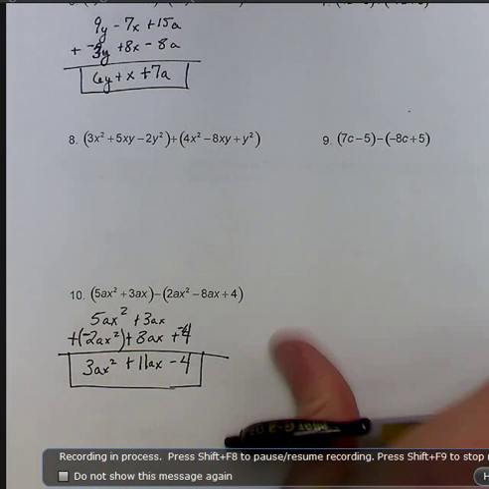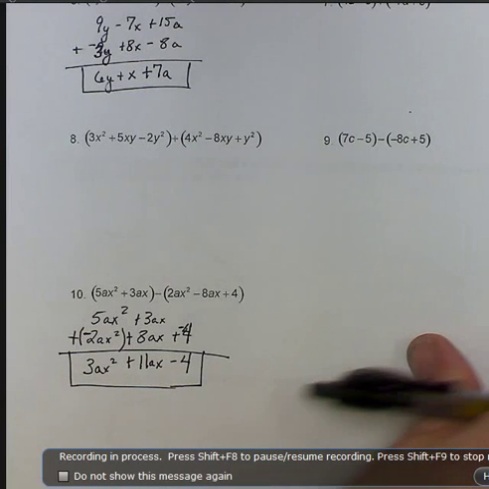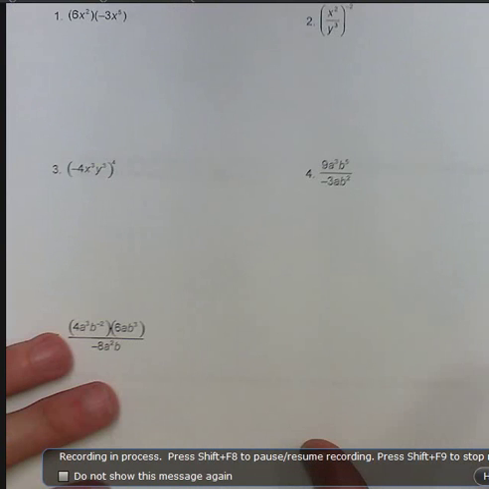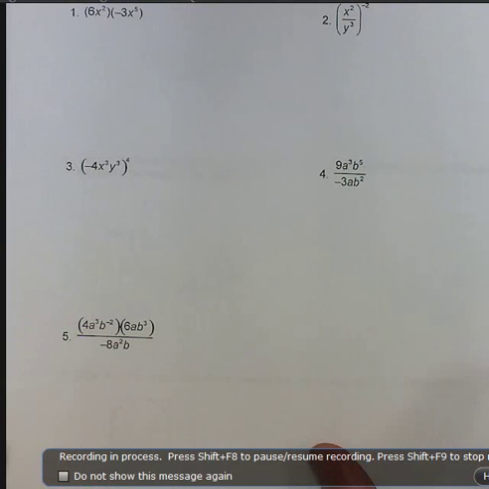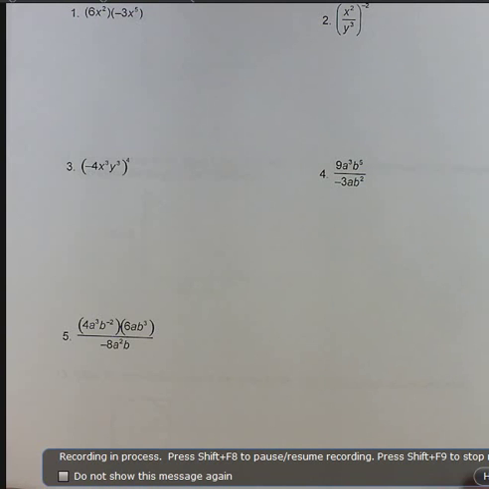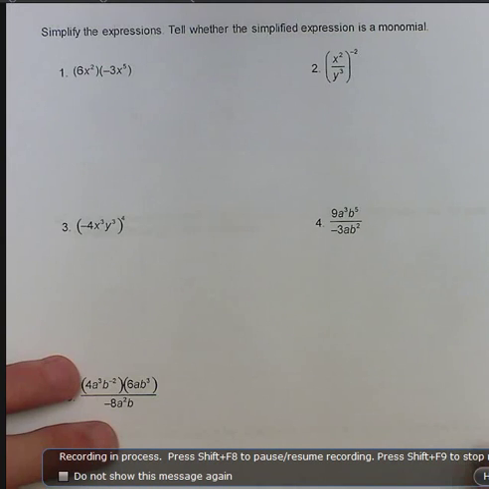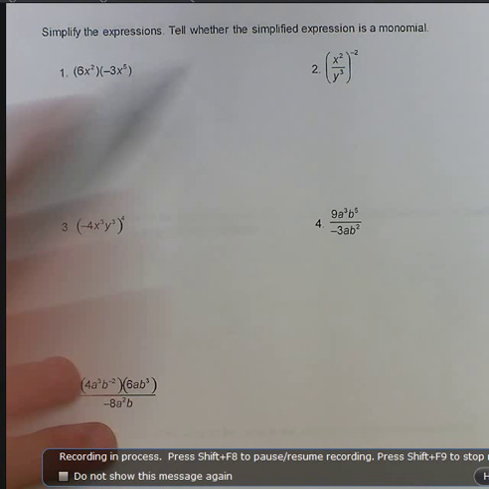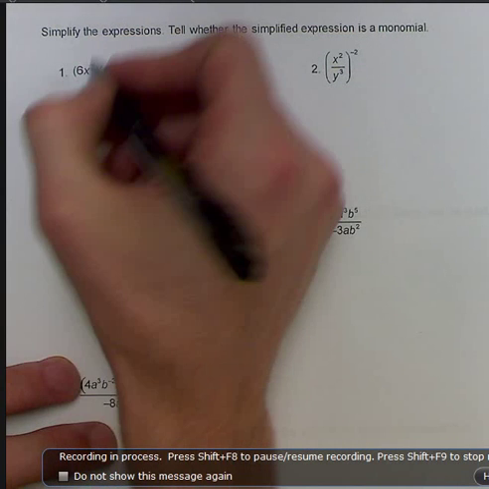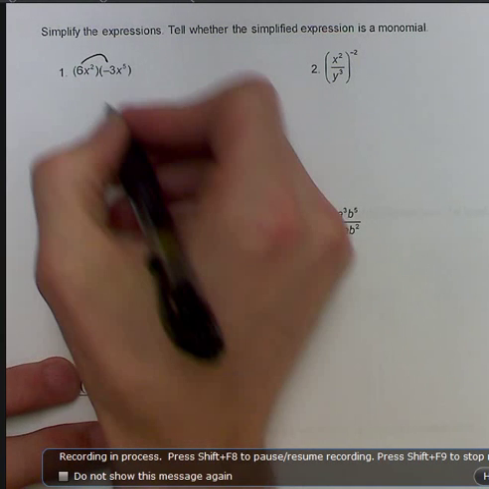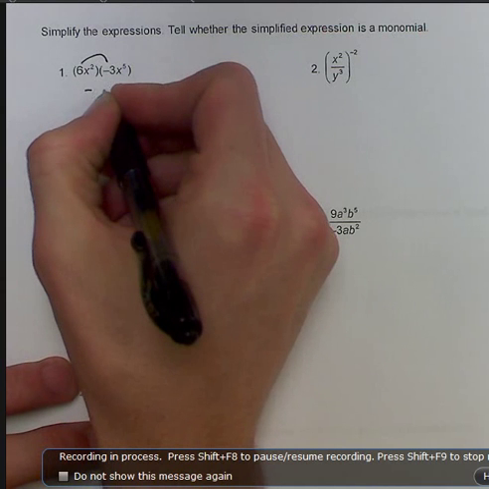The last thing that we will talk about in this video is multiplying. We're going to talk about multiplying two polynomials or two terms together. My two terms happen to be 6x squared and negative 3x to the fifth. I'm going to multiply my numbers together. 6 times negative 3. So 6 times negative 3 is negative 18.